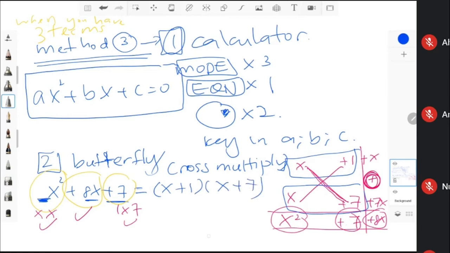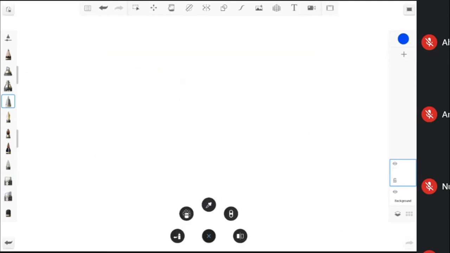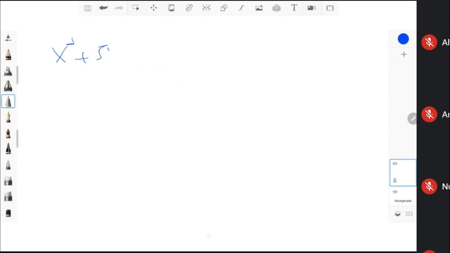Okay, I'm going to teach you butterfly only. Until everybody masters butterfly, only then I'll teach you the calculator way. Okay? So now I'm going to give you another example. Let's say I have a question, x squared plus 5x plus 6.